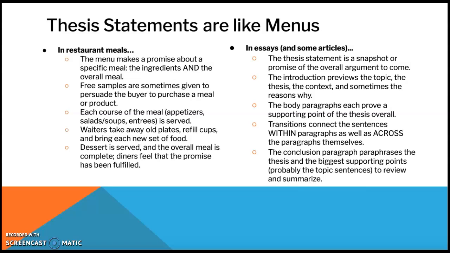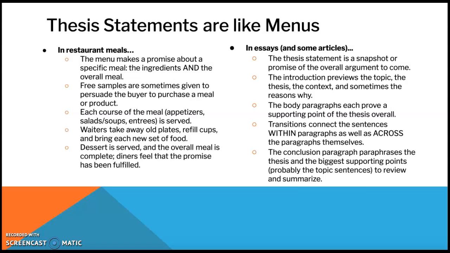Thesis statements are really like menus. So in restaurant meals, the menu makes a promise about a specific meal, such as the ingredients and the overall meal. The thesis statement is a snapshot or promise of the overall argument to come. In addition, free samples are something given to persuade the buyer to purchase a meal or product at a restaurant. In an essay, the introduction previews the topic, the thesis, the context, and sometimes the reasons why.